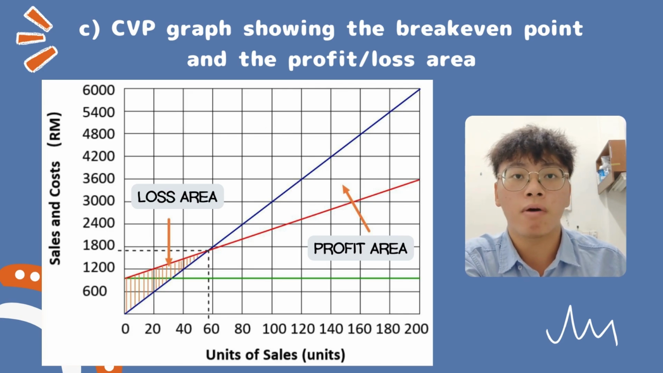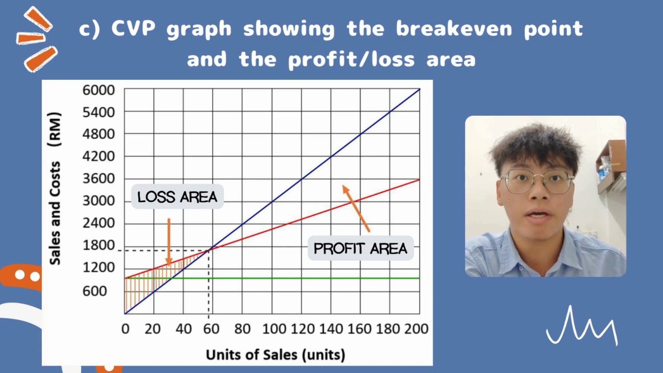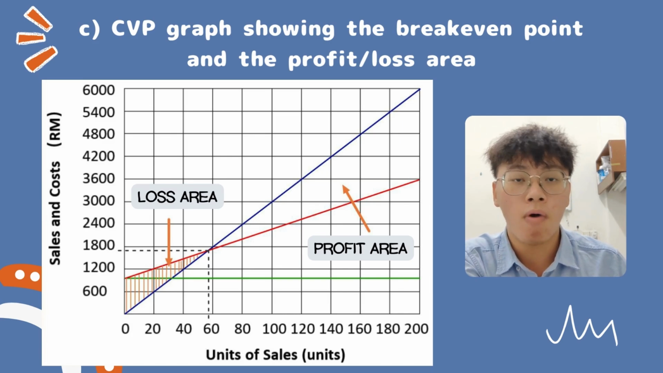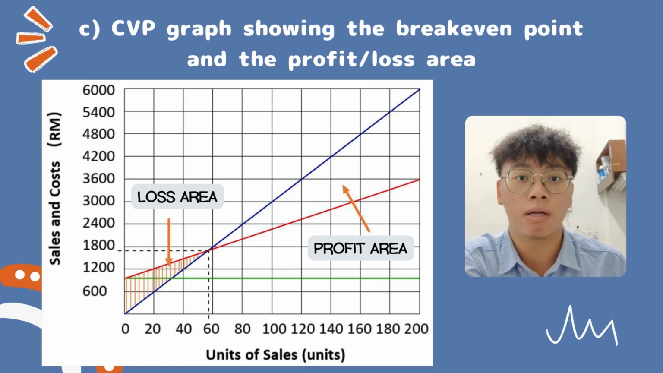The break-even point is shown where the line of total sales intersects with the line of total cost. The break-even point is at sales and cost of 1770 ringgit, and the unit of sales is 59 units. At the break-even point, the business makes no profit. The area less than the break-even point is the loss area, and the area more than the break-even point is the profit area. So this is all from my part. I will pass to the next presenter.